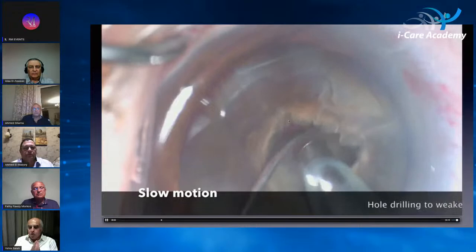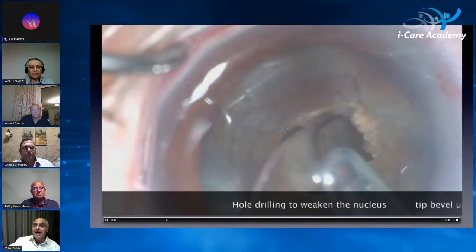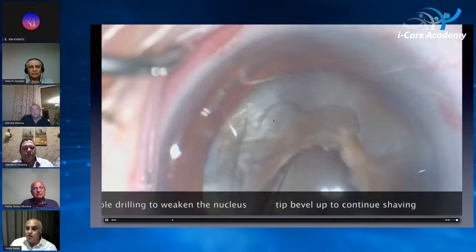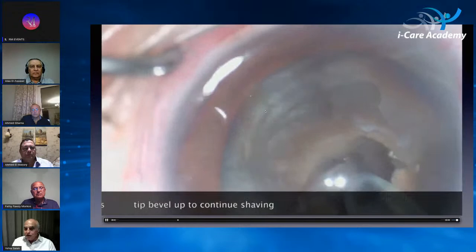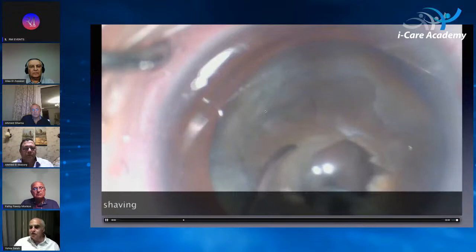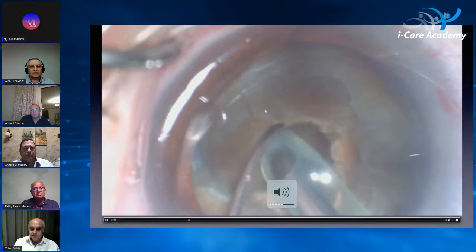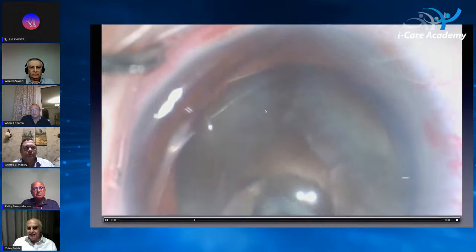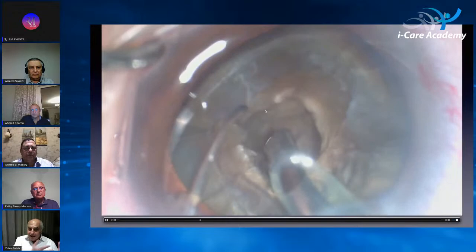Now this is in slow motion just to show you how the lens is rotating only by the fluid without hydrodissection, and how you can go and impale the nucleus doing this hole drilling technique as well. First shaving, you can see exactly what you are doing because you have a wide well. The whole essence of this technique is that you see what you do. You convert the difficult into a regular case in a systematic way.